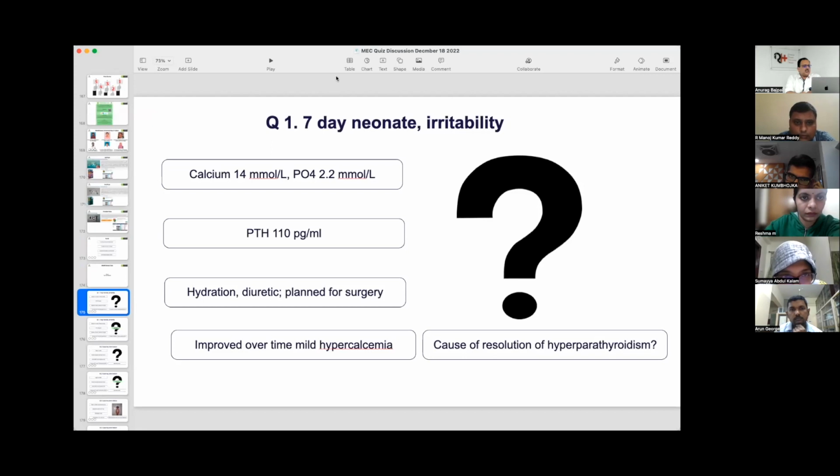So Dr. Manoj, your question is: a 7-day-old neonate with irritability. He had hyperglycemia and phosphorus was low. PTH level was high. He was initially managed with hydration and diuretics, and the treating team thought that we should go for surgery. Over the next few weeks, he went from severe hypercalcemia to a milder form of hypercalcemia, which improved over time without any surgery. What do you think would be the explanation of this case? It's a bit of a thought process, so think about it.